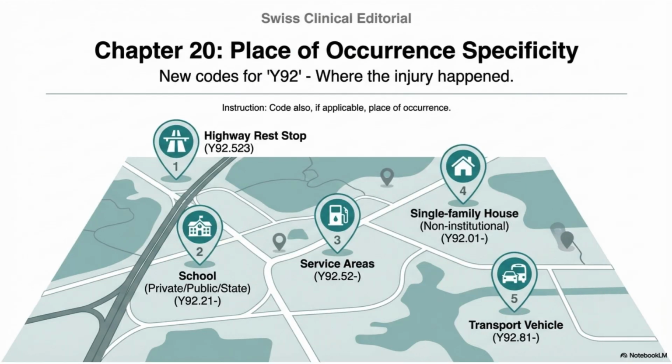New Y92 codes expand specificity for injury locations, including highway rest stops, schools, service areas, single-family homes, and transport vehicles. These updates support improved injury surveillance and public health reporting.